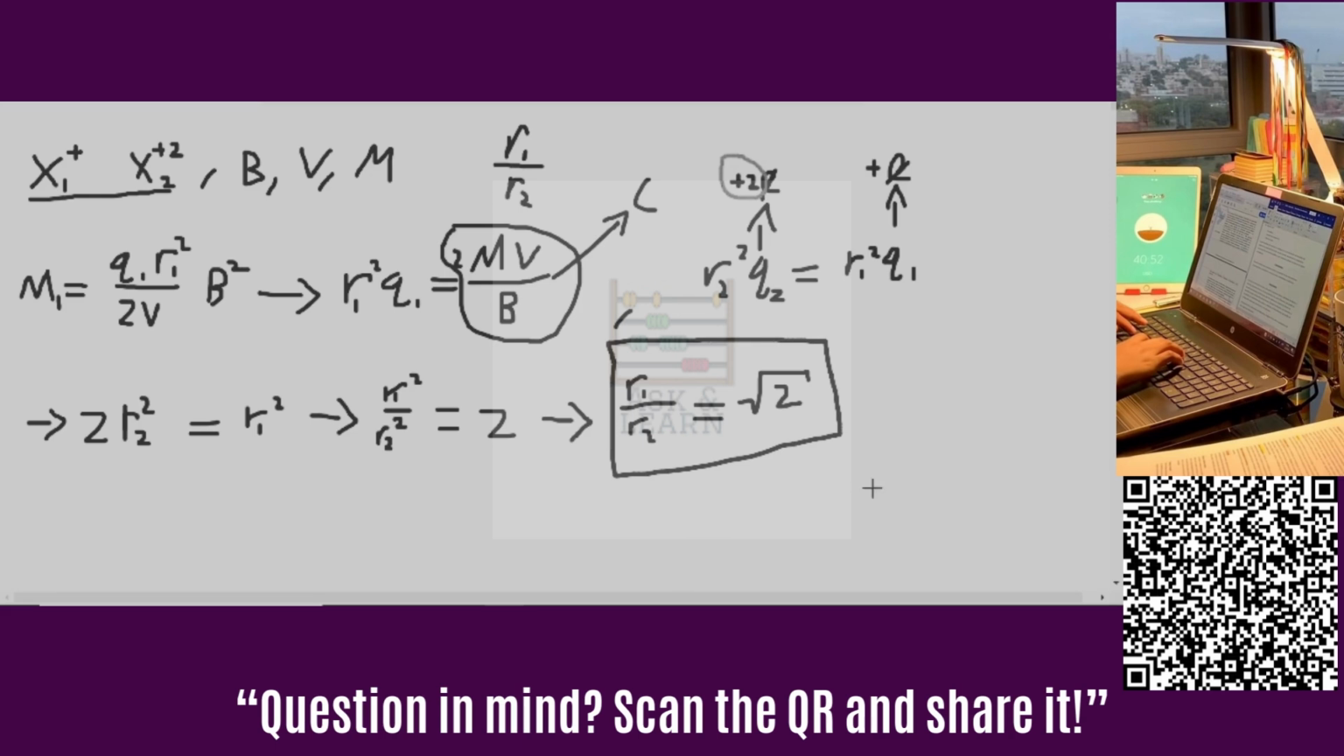So what does this tell us? The square root of 2 is approximately 1.4. That's a number that is bigger than 1. That means if we divide R1 by R2, it's greater than 1, which means R1 is bigger than R2. So the weaker charge here is going to have a larger radius than the stronger charge. And that makes sense. The stronger charge is going to pull it in tighter, have a smaller radius. And there you have it.